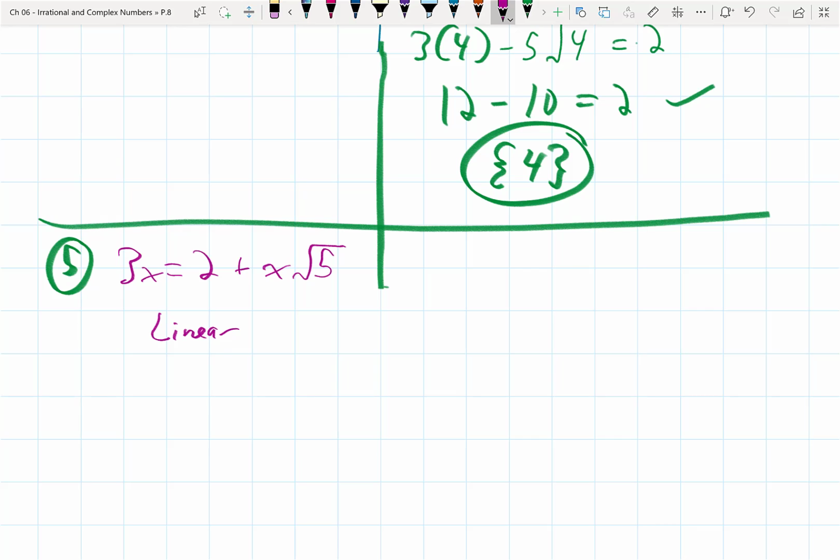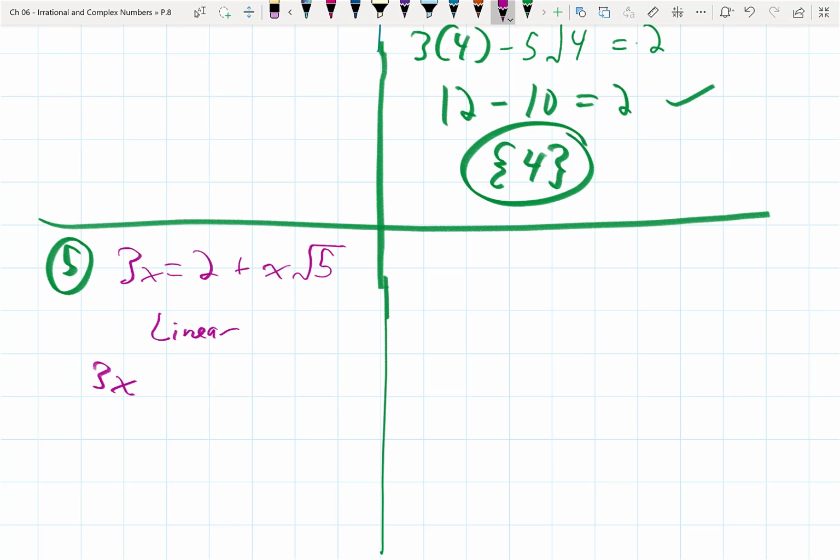Of any of the problems that we're going to do, this is one that's going to give you the most trouble because it's not a radical problem. We're not ever going to square both sides, ever. What we are going to do when you solve linear problems is get the x terms by themselves, and move all the non-x terms to the other side. It's the same thing you've always done.